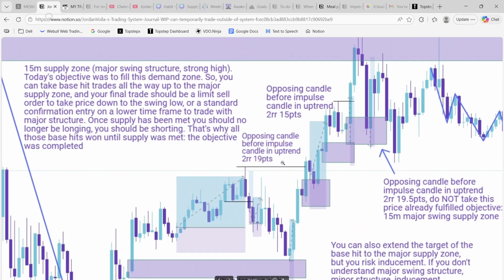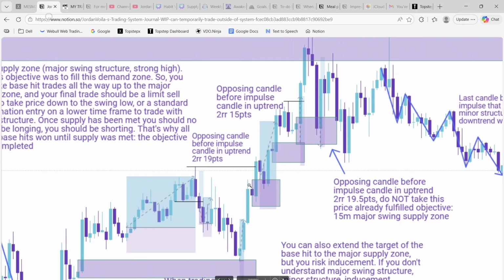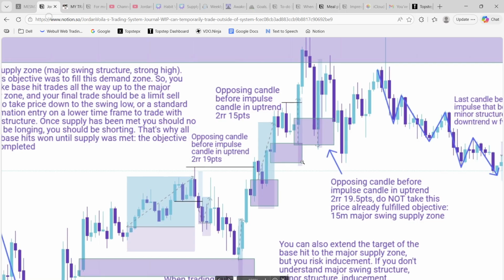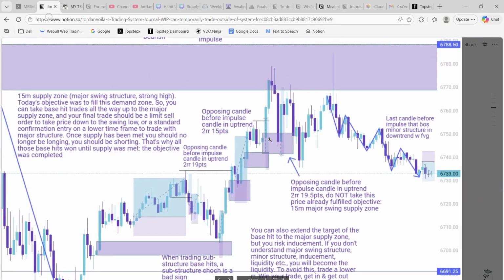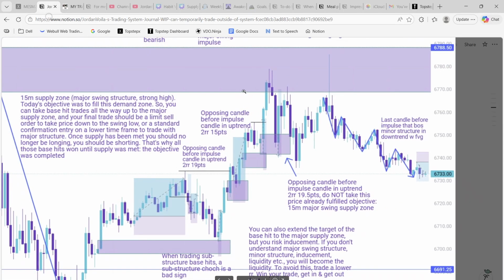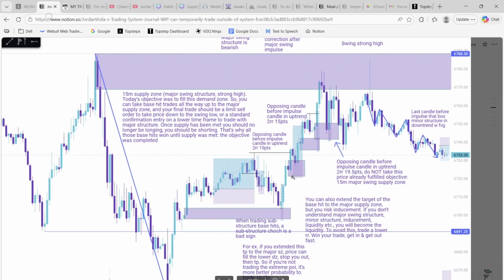And then on the 15-minute time frame, this is the base hit, that's the demand zone. You can see that's the indecision candle before the impulse candle. Pull back, continue higher. Indecision candle before impulse candle. Pull back, continue higher. It's really robotic, pretty mechanical. And you can extend your TP to a higher time frame zone or a POI or the objective, whatever you want to call it. The only thing about extending your TP is you do have a higher risk of being induced.